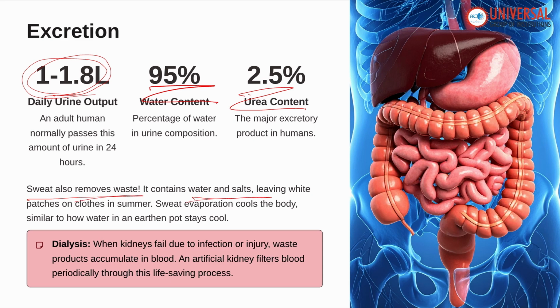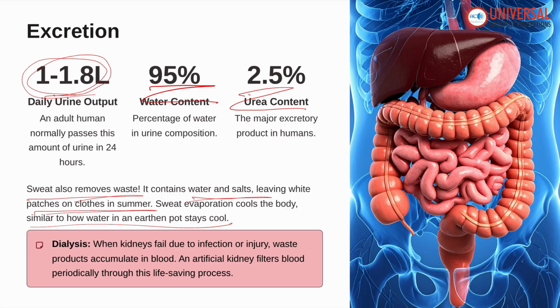When the sweat dries, especially in summer, it leaves white patches on clothes, right? These are the salt deposits which we come across. And evaporation of sweat cools our body, just like how the water in earthen ponds stays cool due to evaporation.